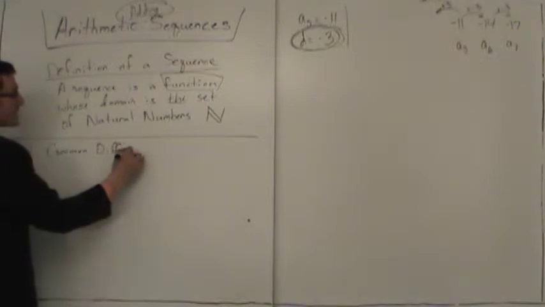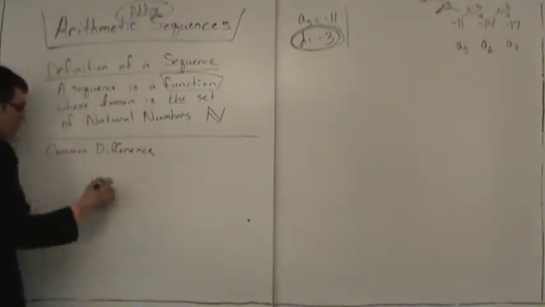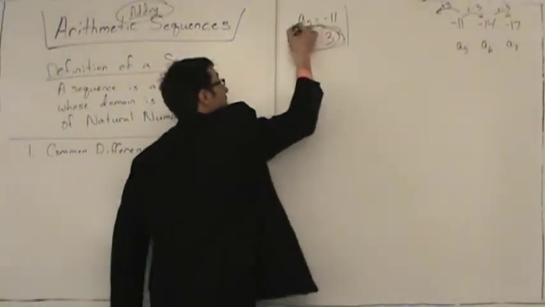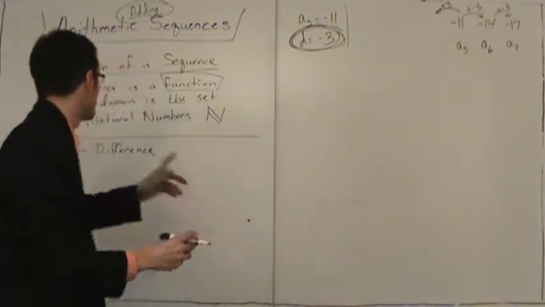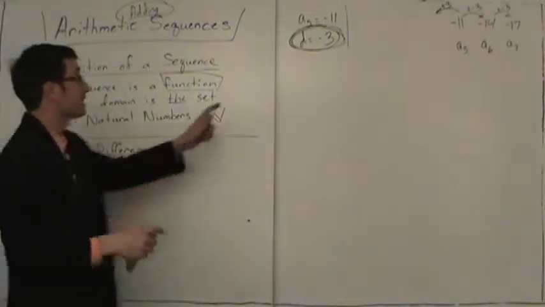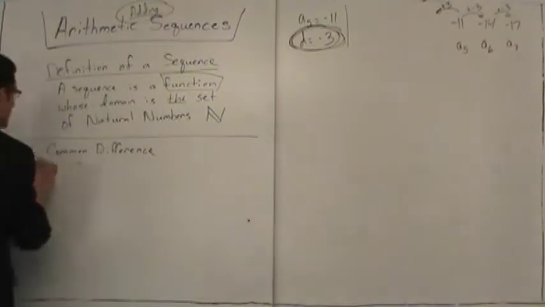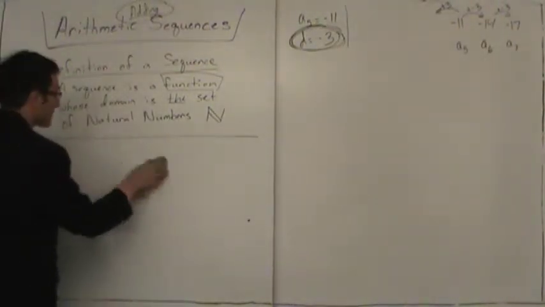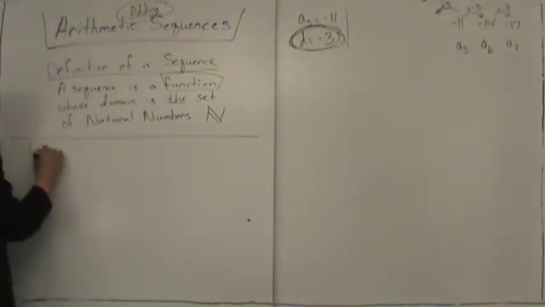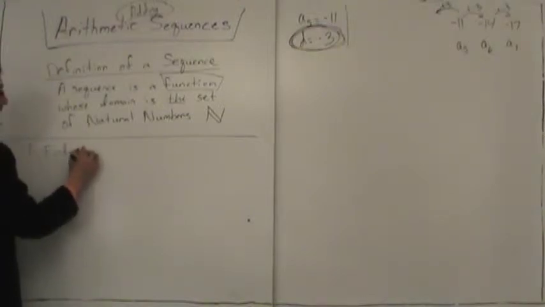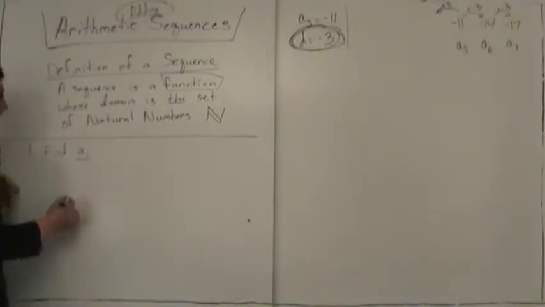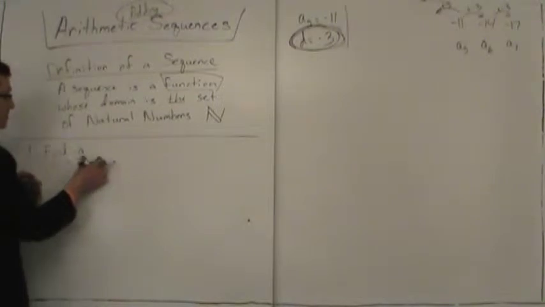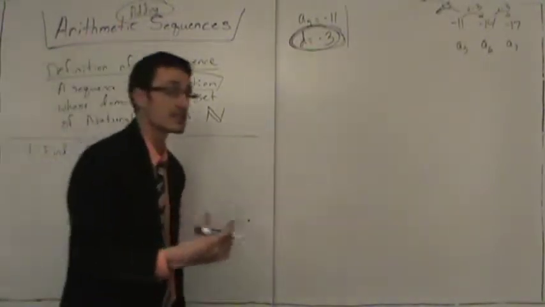However, what is given in this problem? Okay, the common difference is given. So if they give you the common difference, the goal changes. Step 1 will not be to find the common difference. Step 1 will be to find a sub 1, or find the height at 1. Okay, so your step 1 becomes find a sub 1, or the height at 1. So we have to work backwards.